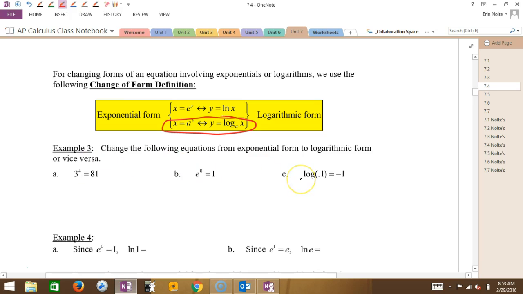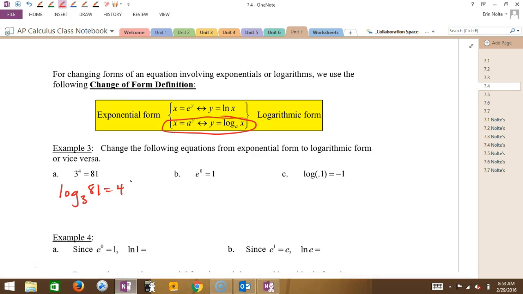So for question 3a, all we're doing is converting between the two forms. What would my logarithmic form be for question A? Nice, yeah. So the log of base 3 of 81 is equal to 4. Perfect. And you said that just fine, Derek. I just read it the other way.